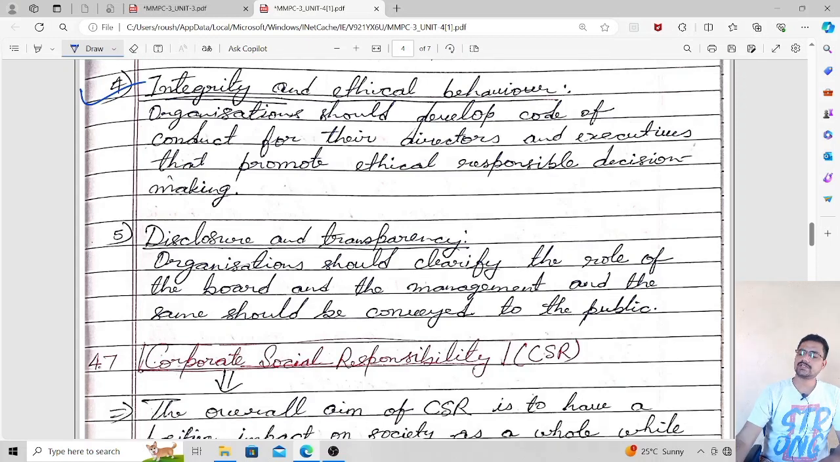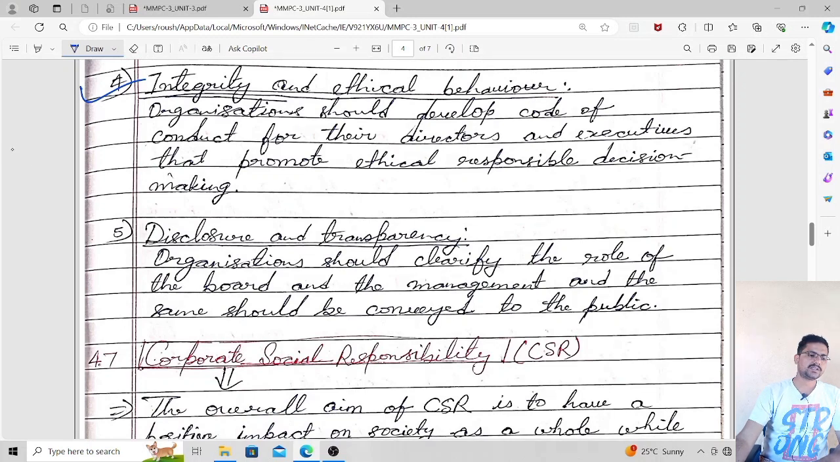Disclosure and transparency. There should be transparency in the organization. Also, organizations should clarify the role of board and the management, and the same should be conveyed to the public, that what the responsibilities of management and boards are.